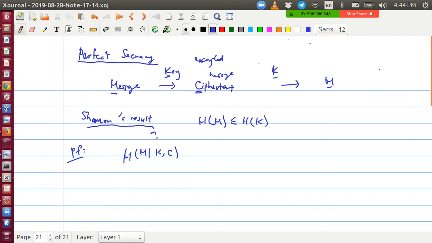We should derive that first. You can say it out actually. What should be the entropy? Same as the message? Given K and C. Less than the entropy of the message itself.